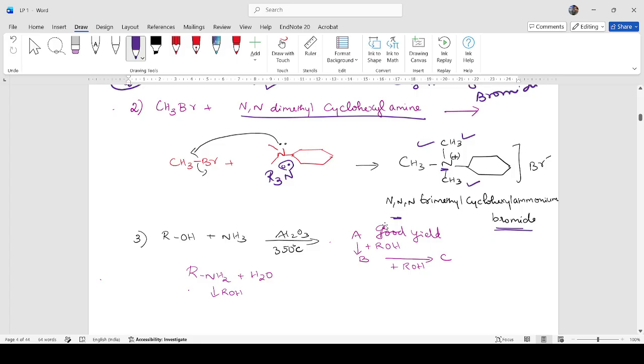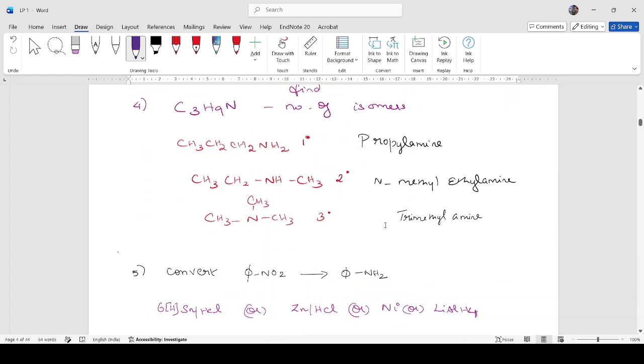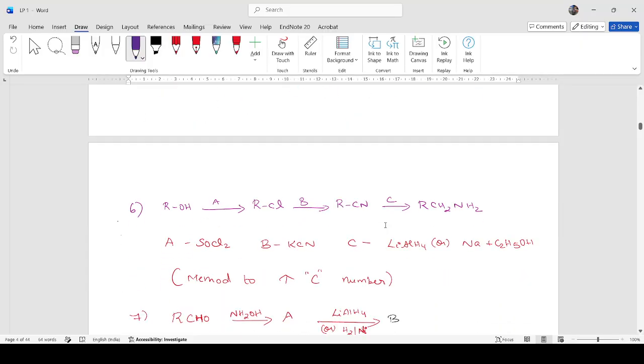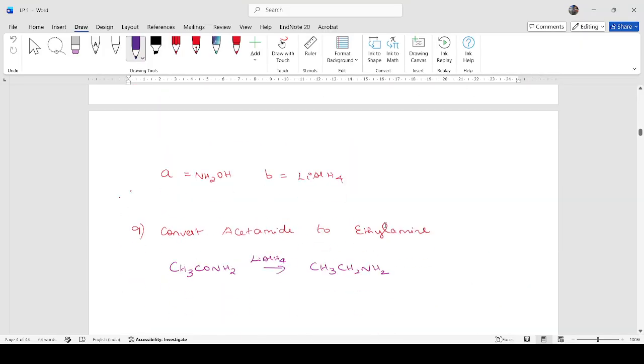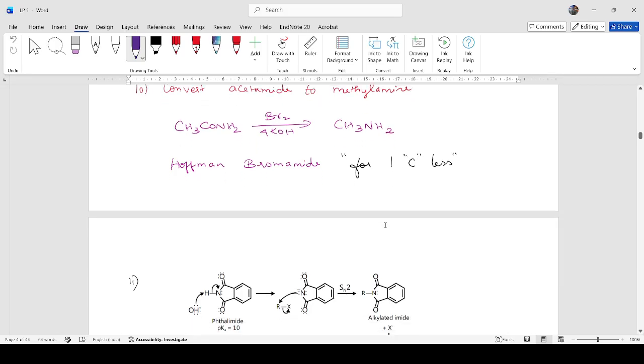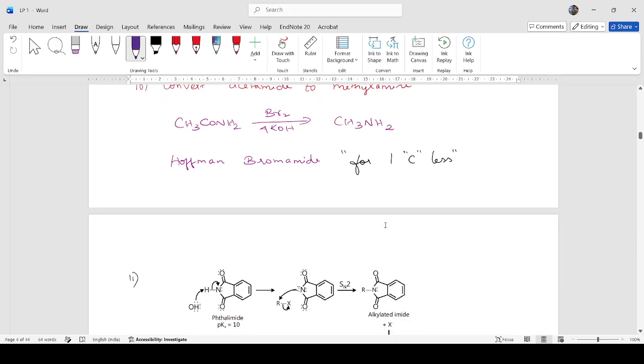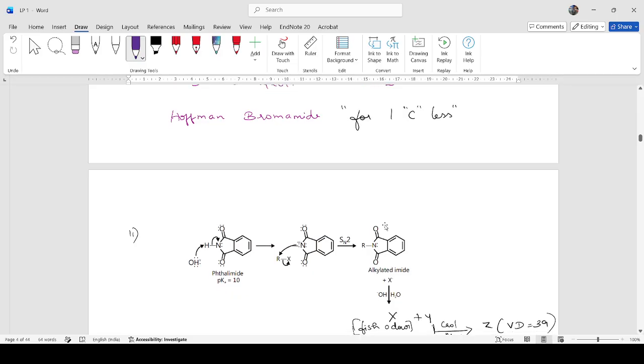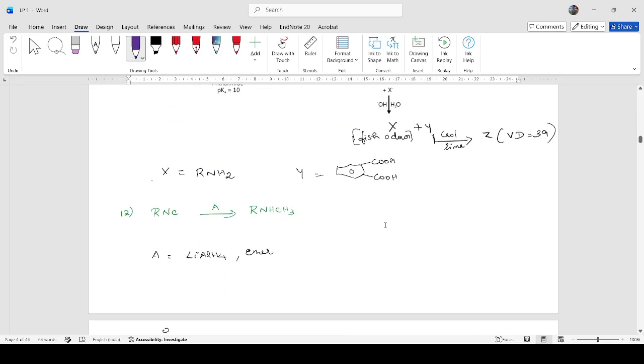So this was the first reaction, the Hofmann reaction. The next reaction is Hofmann bromamide, which we have dealt with already, because Hofmann bromamide helps in the synthesis of amines. Then the Gabriel phthalimide reaction. We have seen this reaction as well, where it again helps in the synthesis of amines. So these are the general synthesis procedures for amines for us.